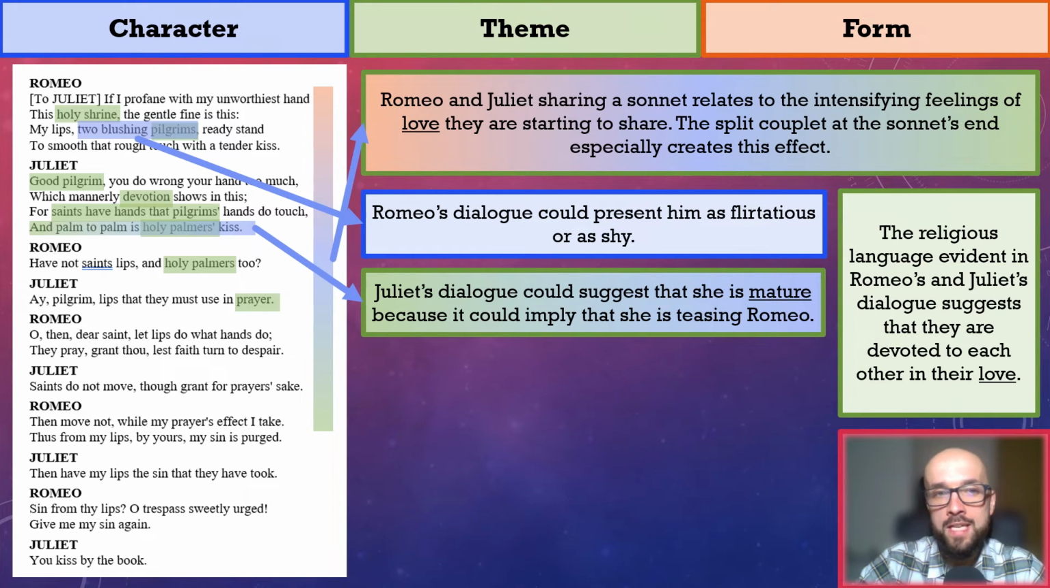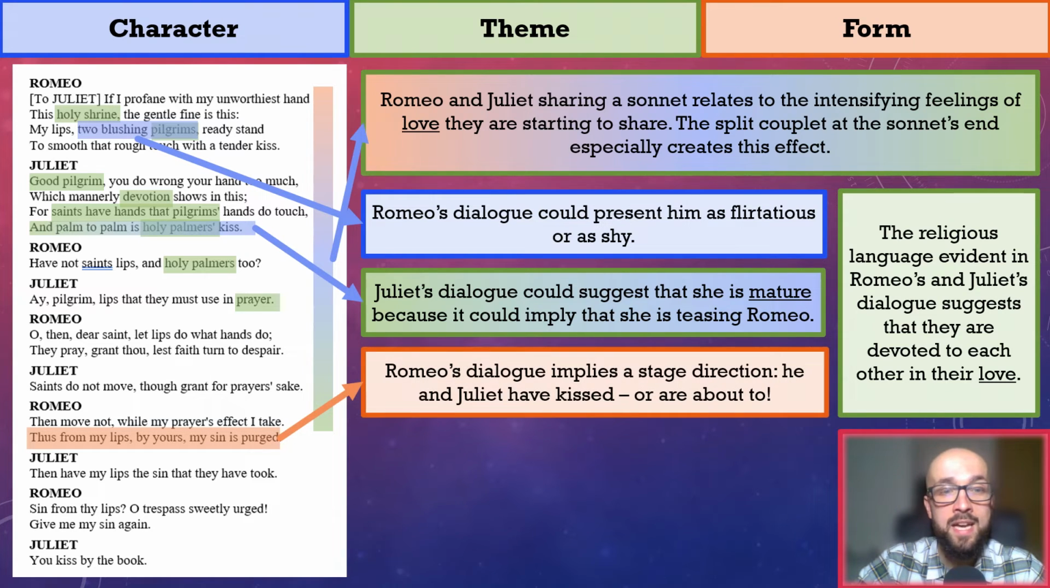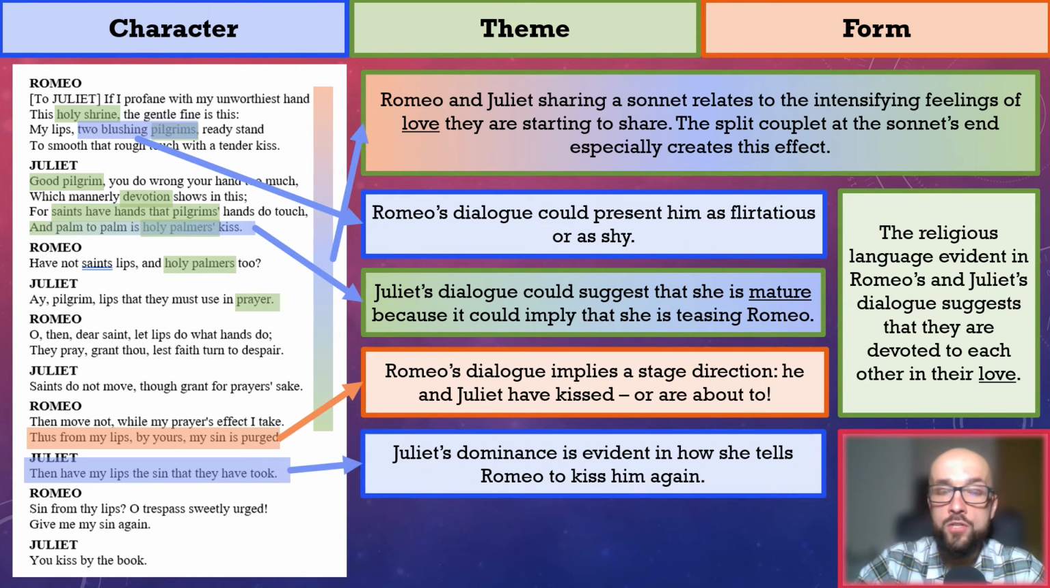A little later on in this short extract, Romeo's line, "Thus from my lips by yours my sin is purged," contains what you could call a hidden stage direction, because it suggests that he and Juliet have kissed or that they are about to. Juliet is then presented as dominant when she tells Romeo to kiss him again.